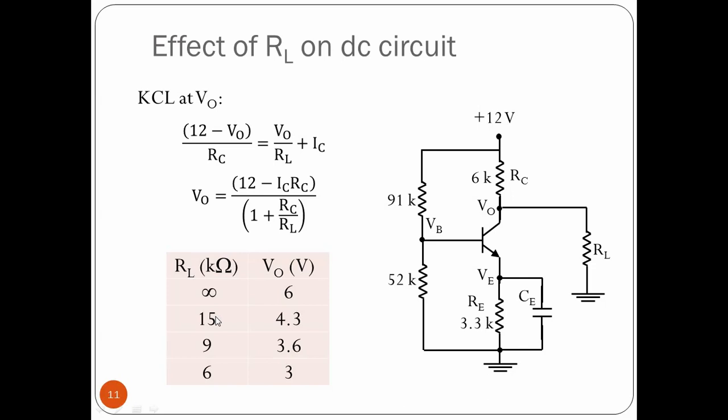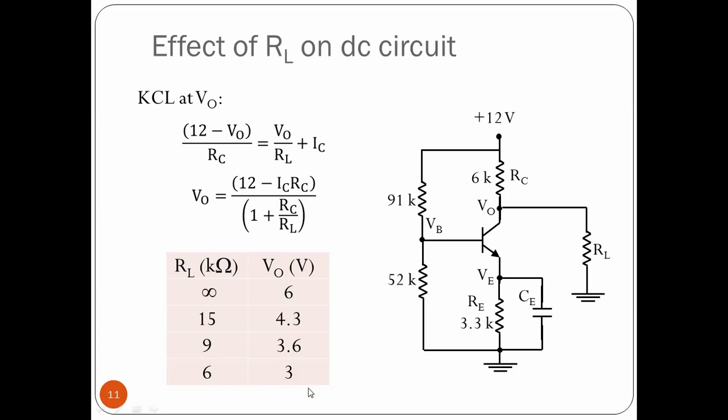So if RL is 15 kilo ohms, then VO becomes 4.3 volts. If RL becomes 9 kilo ohms, then VO is 3.6 volts. And if RL is 6 kilo ohms, 6 means it is equal to RC, and then this is 1. So 1 plus 1, 2, 6 by 2 is 3 volts. So we get 3 volts.